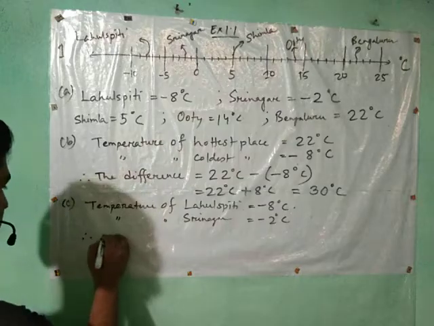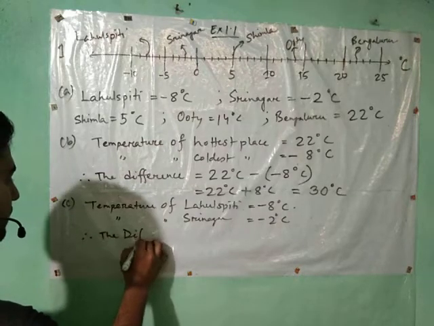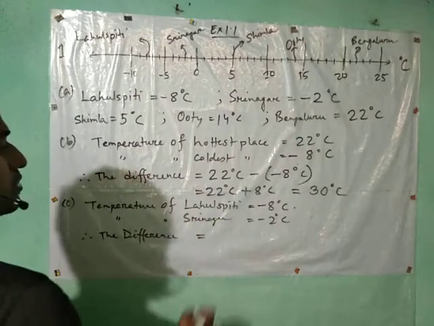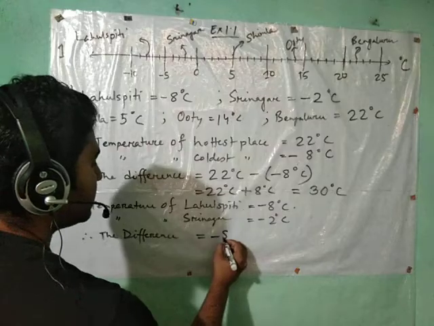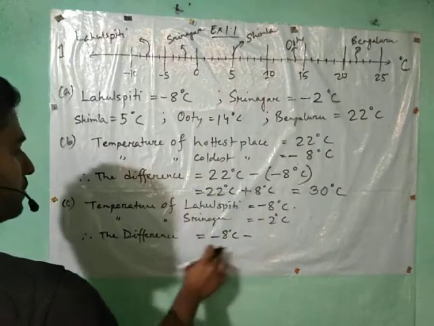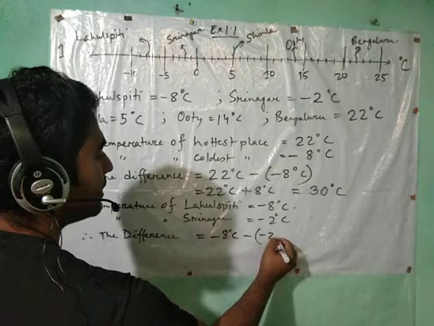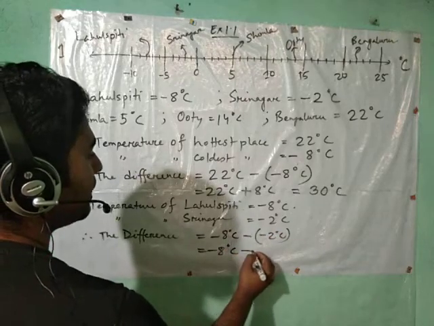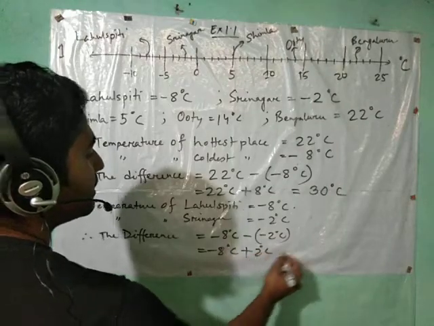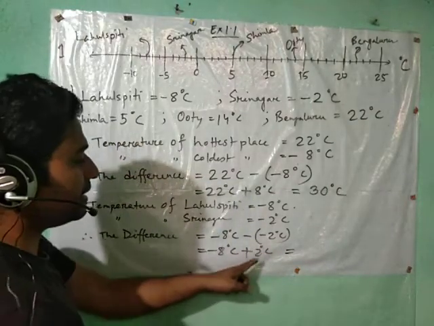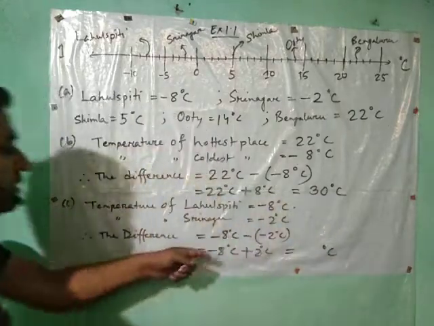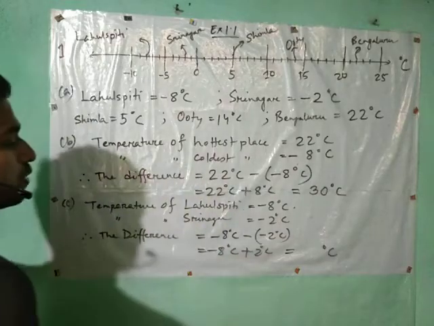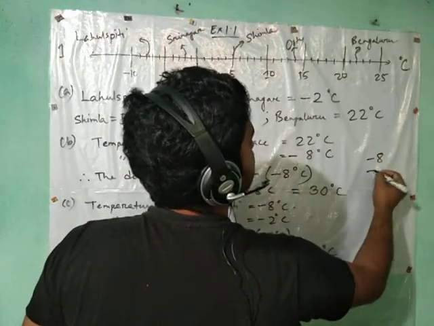Now, we are again asked to find the difference. So again, difference between which? Therefore the difference equals to, first, -8 degree centigrade, minus due to difference. Now the other temperature is -2 degree centigrade. Now if we do this, how much will we get? -8 degree centigrade minus into minus plus 2 degree centigrade. Now the answer will be in degree centigrade, but the integers related to these two temperatures are what? One is -8, another is +2.